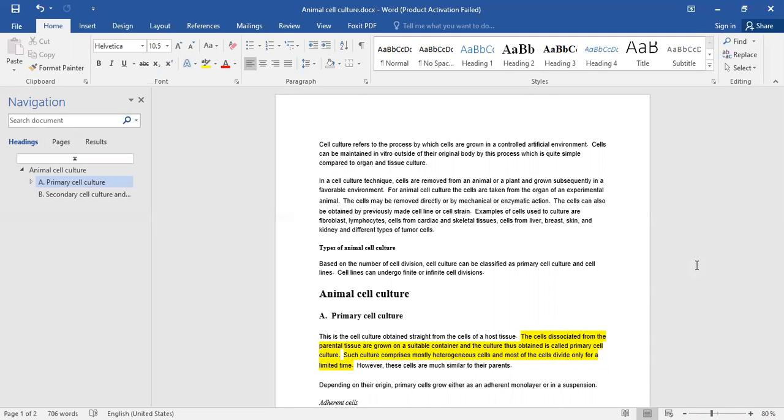Today I am going to discuss animal cell culture. That is the introduction of animal cell culture. What is the meaning of animal cell culture?